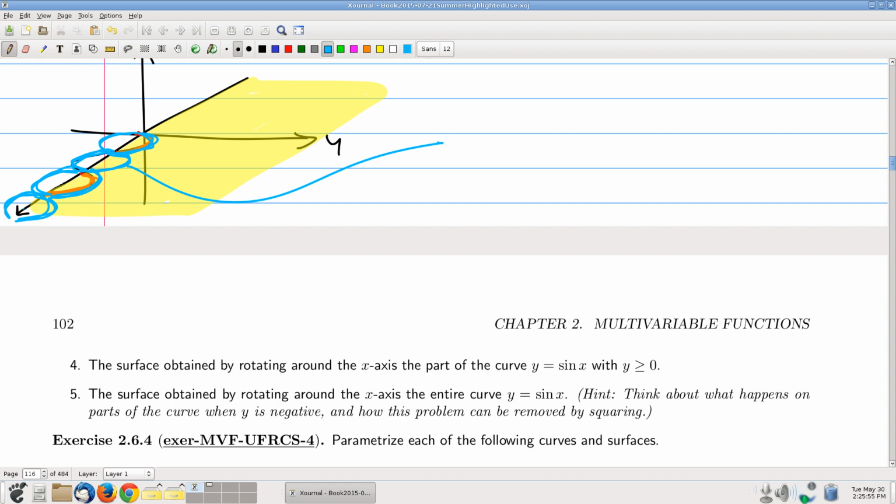And that's where y is either plus sine x or minus sine x. And another way to write that is y squared is equal to sine squared x. And that deals with that absolute value effectively. This is not the same as saying y equals absolute value of sine x, but it gives us a curve that rotates to make the same surface. Is that cool?